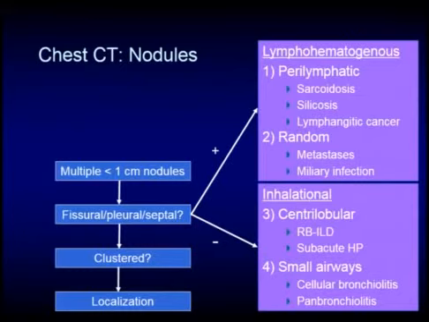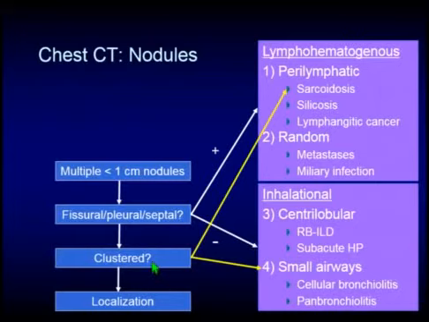If we don't see this sort of lymphatic pattern, then we're really dealing with an inhalational process, so the agent is coming in through the airways. It could be more generalized in a centrolobular pattern, meaning it's hitting all sorts of airways at one time, as in the case of smoking-related lung disease and hypersensitivity pneumonitis, or it may just be isolated to the airways and clustered and focal, as in cases of cellular bronchiolitis and panbronchiolitis.